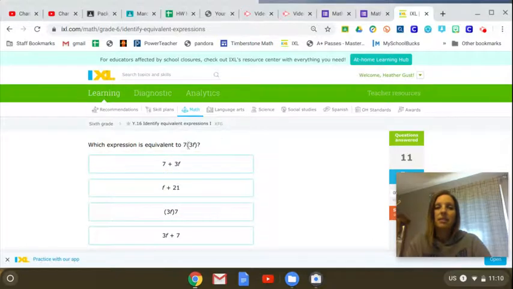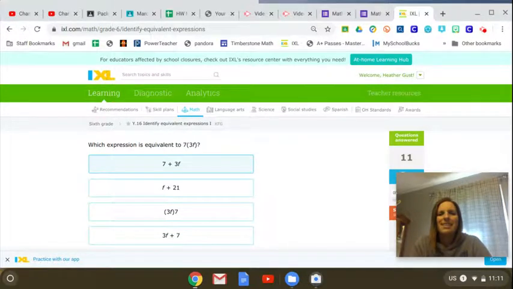Okay, 7 times 3 is 21, and I have that F there, so that would be 21F. This is a little different because that's not one of the choices that they're giving me. I have F plus 21, which is the only option with 21 in it. So let's brainstorm this a little bit more. It's saying 3F plus 7 here, or 7 plus 3F.